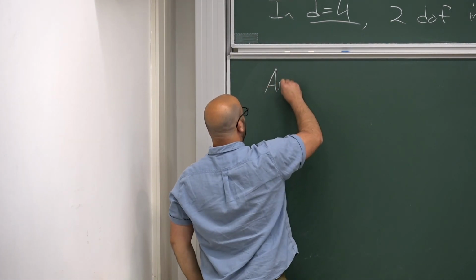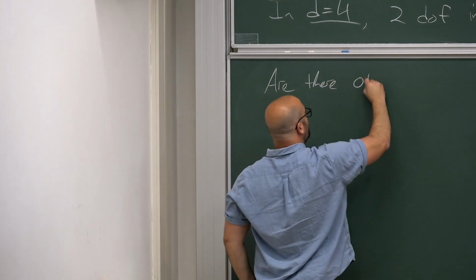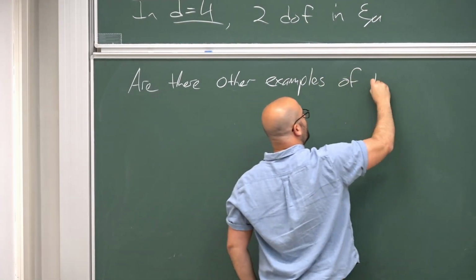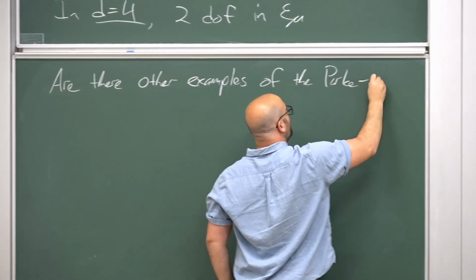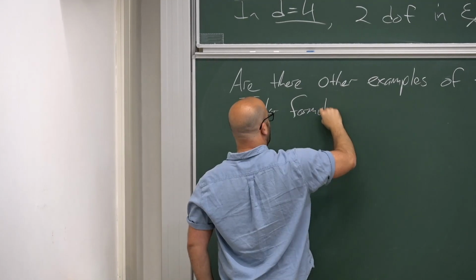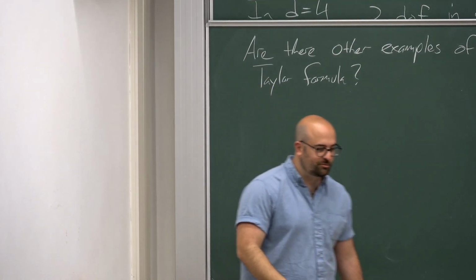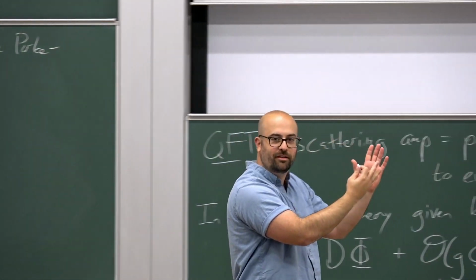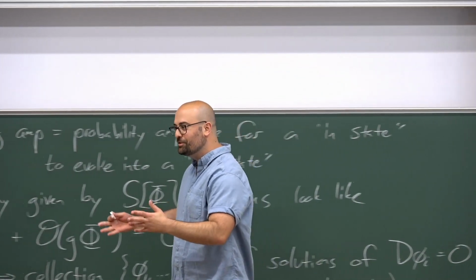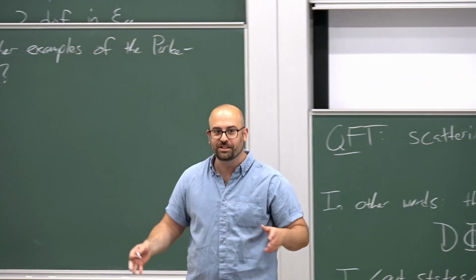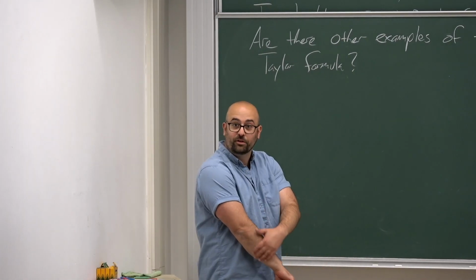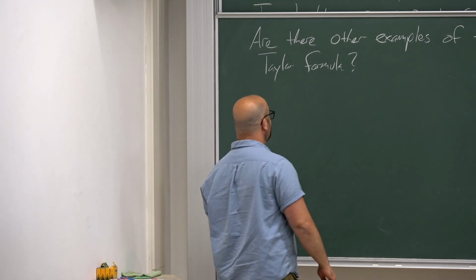So are there other examples of the Parke-Taylor formula? And to answer this question, one has to first think about why this miracle happened in 4D in Yang-Mills theory, right? You know, miracles are great, but we're not interested in miracles per se. We're interested in understanding why they're not miracles, why they actually happen. So to answer this question, we have to first think about why a formula like that for gluon scattering in Yang-Mills theory in four dimensions can exist.